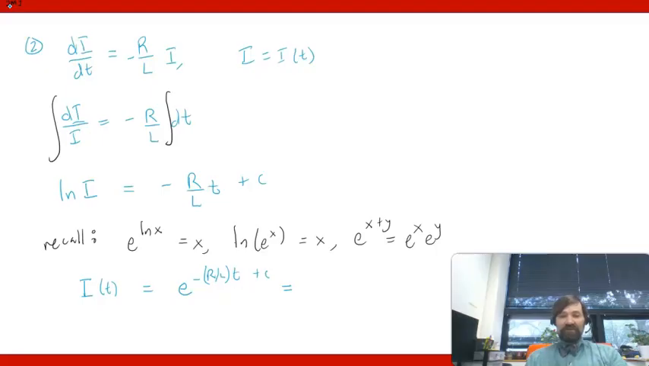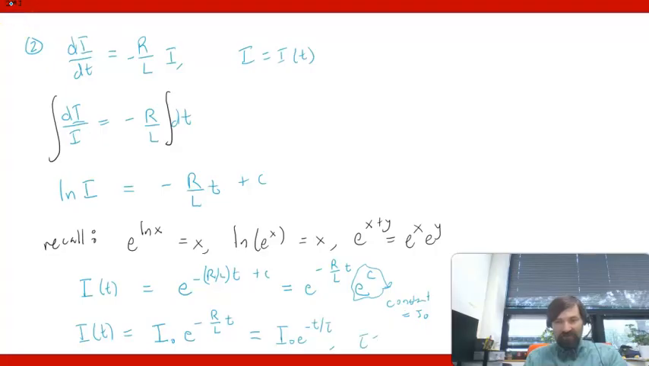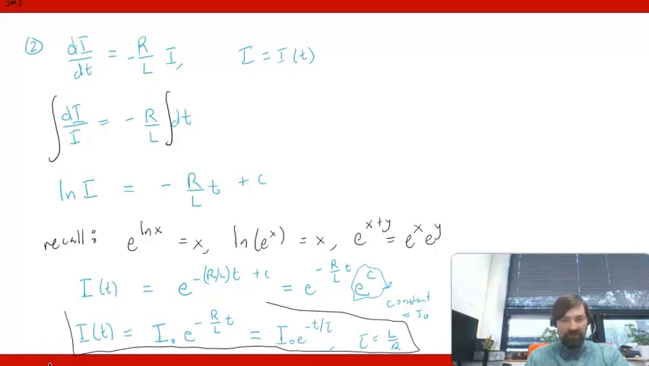Turns out that it is the initial value of the current. So I of t ends up equaling essentially I naught e to the negative R over L times t. And for what that's worth, this is also equal to I naught e to the negative t over tau, where tau is equal to L over R. So that sort of solves the condition 2 homogeneous equation version.